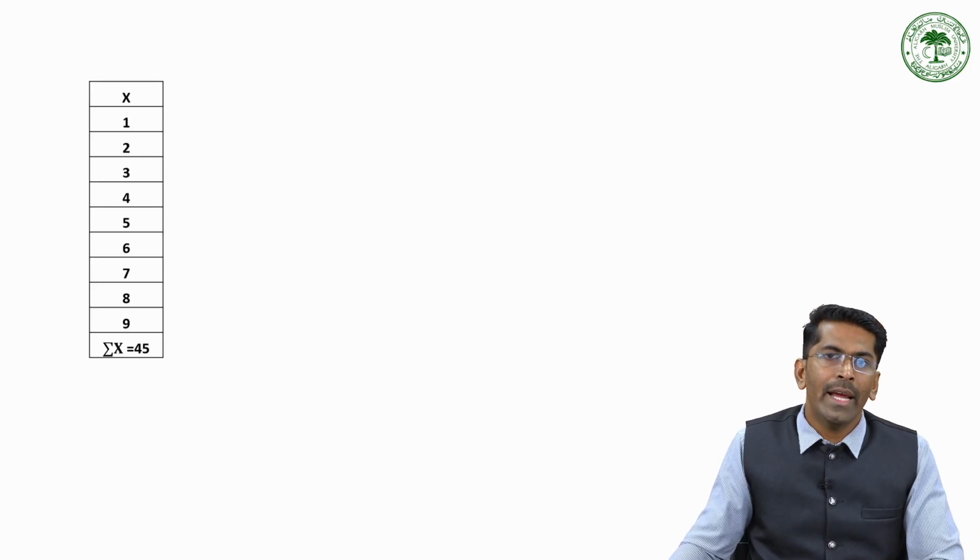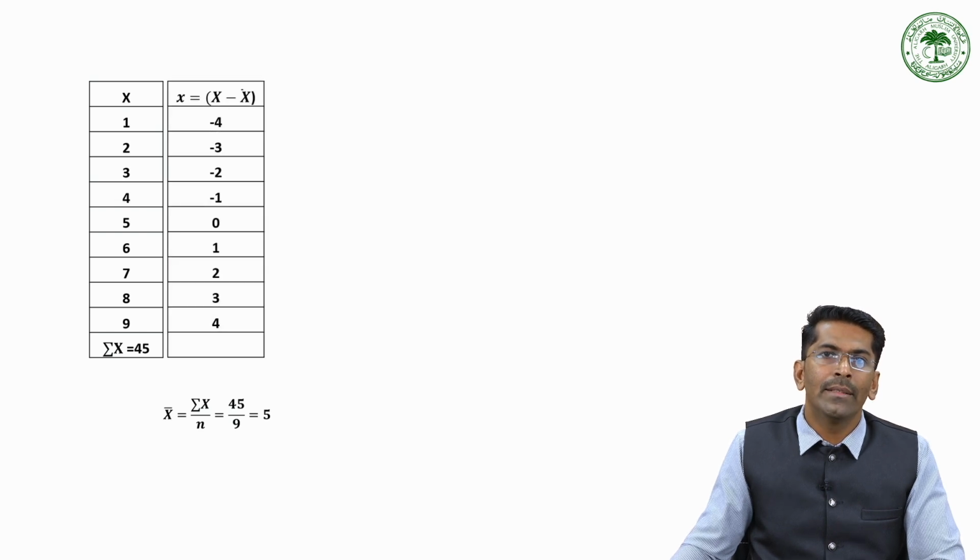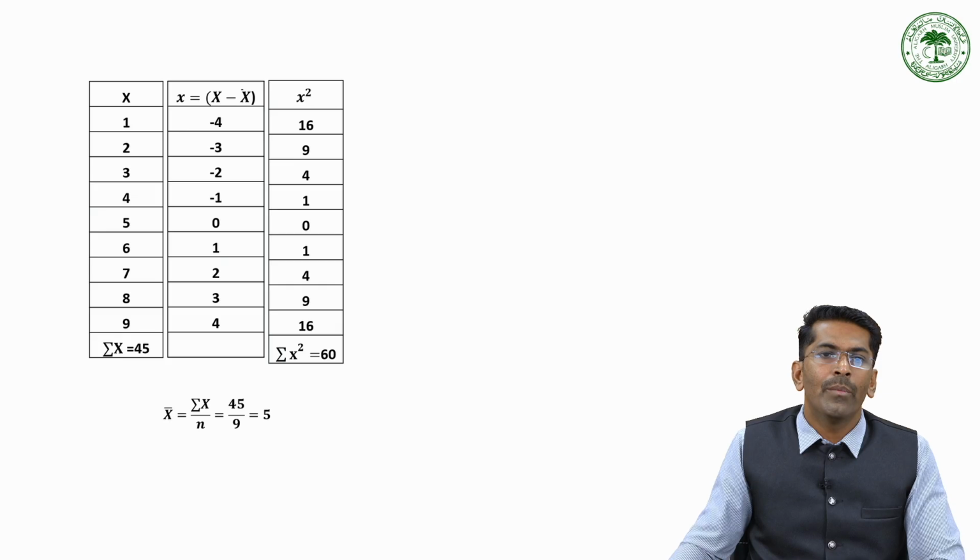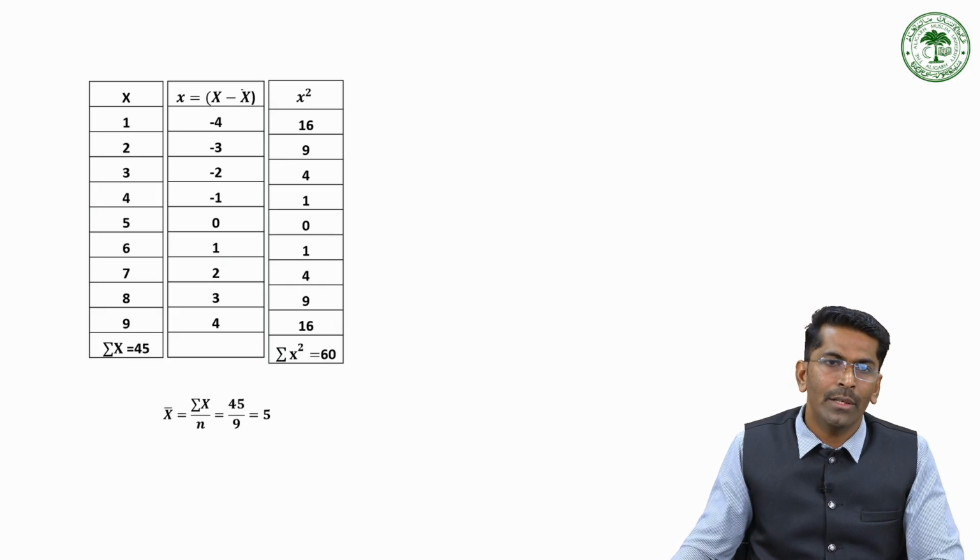See, I have considered here x, and the sum of x is equal to 45, and x bar here is nothing but the sum of x divided by n. Since we have 9 observations, it will become 45 divided by 9, which is equal to 5. Now I am going to calculate small letter x, that is x minus x bar. So 1 minus 5 is equal to minus 4, 2 minus 5 is equal to minus 3, and accordingly I have taken the difference between x and x bar. And then I have squared it, so x square becomes minus 4 square, which is 16, and minus 3 square, which is 9, and so on, and the sum of x square, adding all these values, is equal to 60.